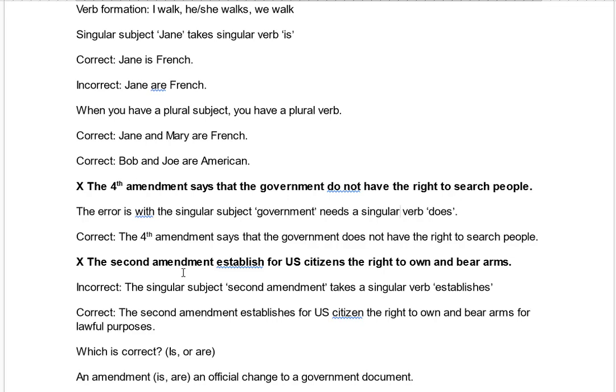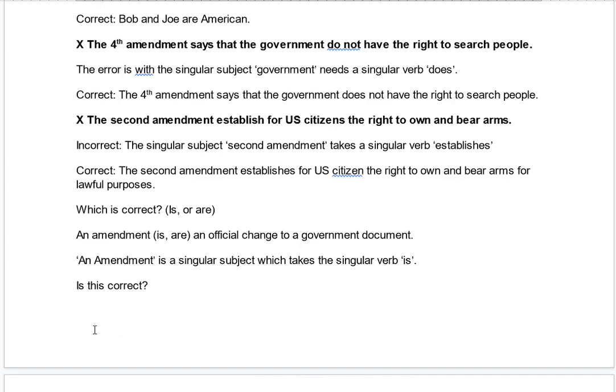The Second Amendment establishes. Here you have a singular subject, the Second Amendment, and you need to fix this and make it establishes. The correction is even in your Microsoft grammar tool. So here, the Second Amendment establishes for U.S. citizens the right to own and bear arms. If I take this away, then it becomes incorrect, because the singular subject, Second Amendment, takes a singular verb, establishes. Now it's correct.